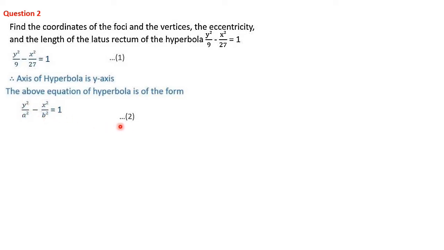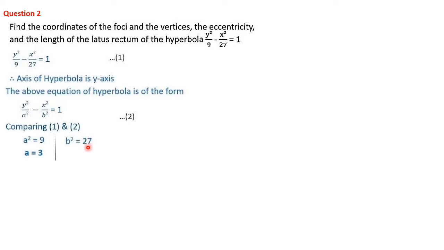Label it as equation number 2. Now we can compare equation number 1 and 2. So here a square will be equal to 9. From there we can calculate a is equal to 3. Then b square will be equal to 27. But here the problem is 27 is not a perfect square.